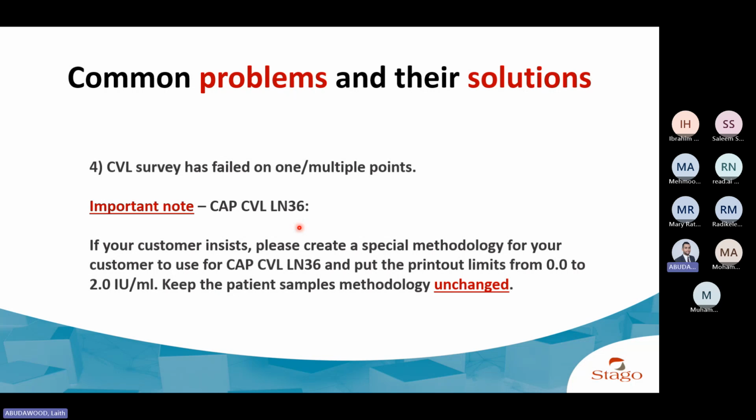So next time they run their CVL LN36, they can get values below 0.1, report them, and they have no problems with the report. It's not really a problem.